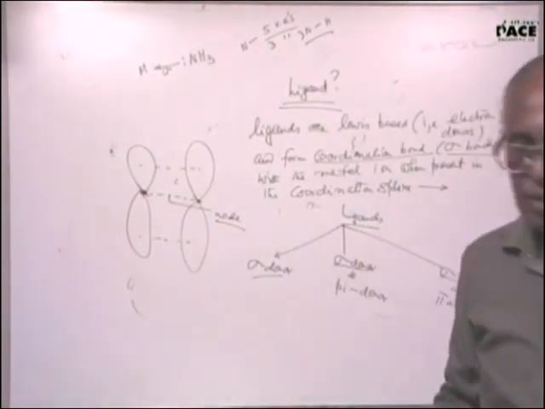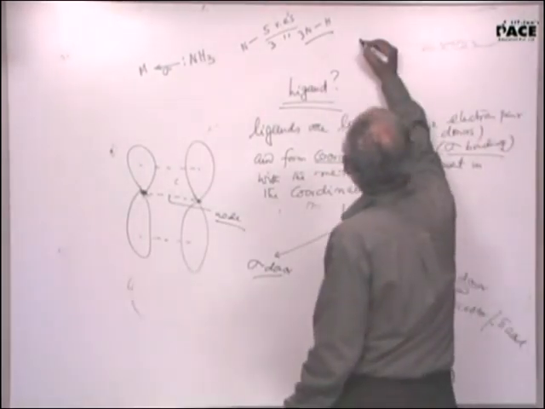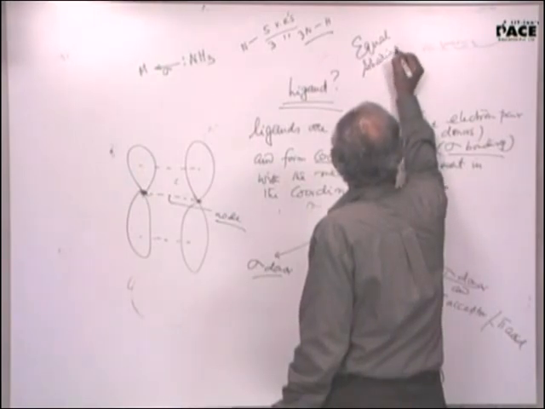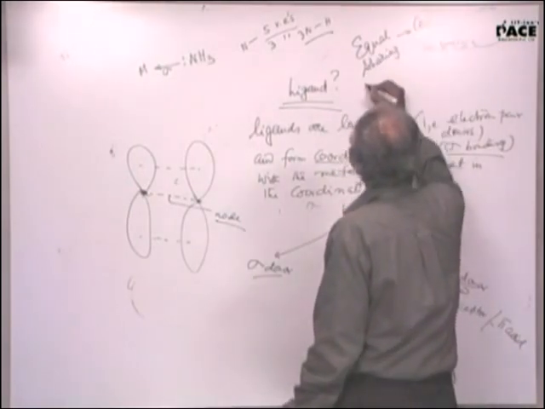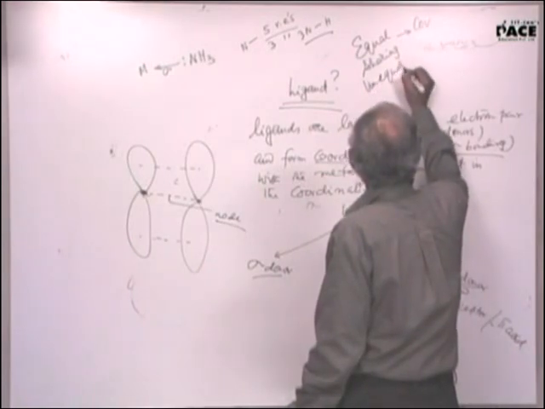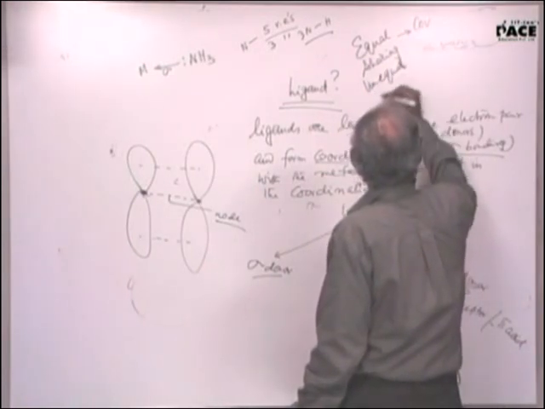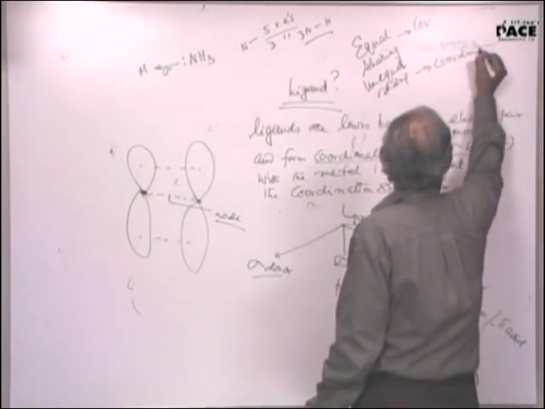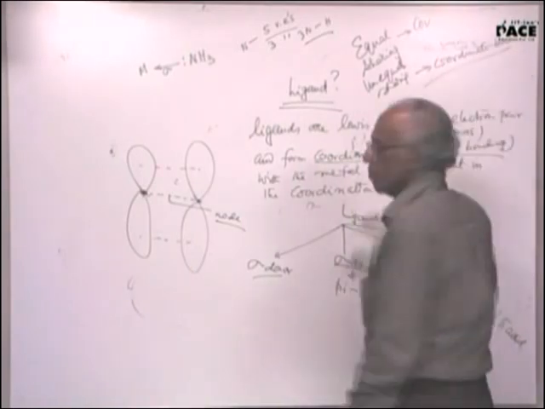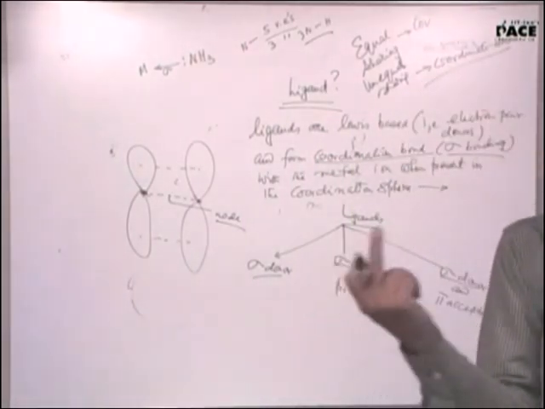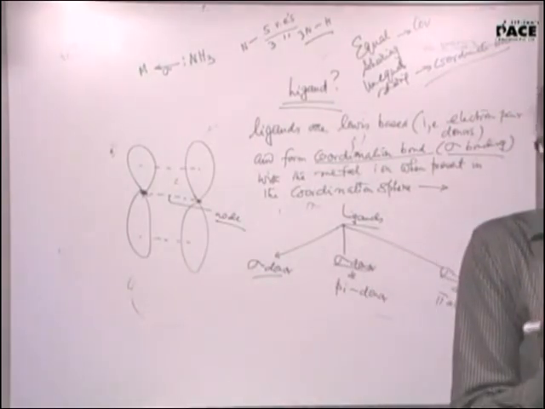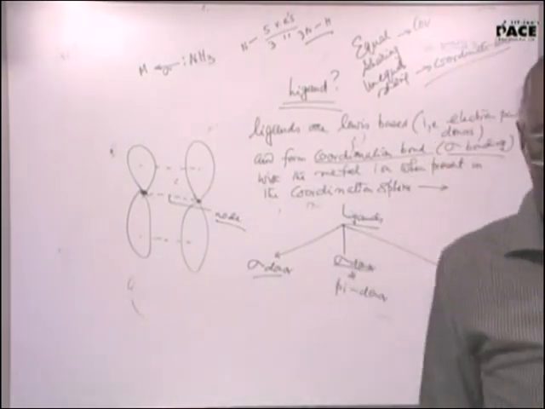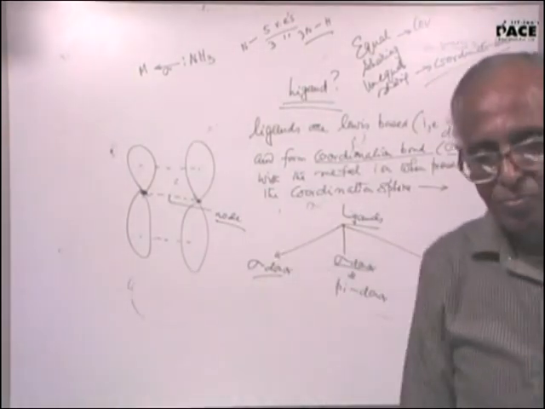There is a sharing of the lone pair. Equal. Unequal. When each gives one electron, then you call it a covalent bond. When one atom is giving both the electrons, it's a coordinate bond.